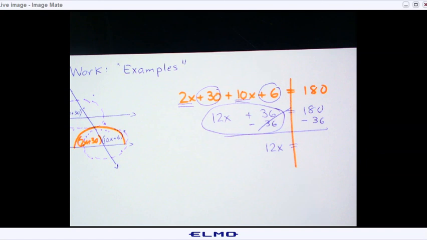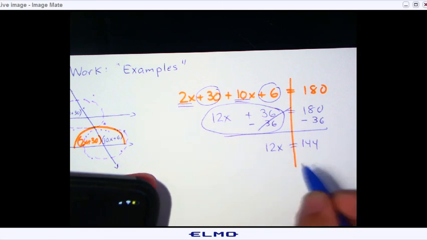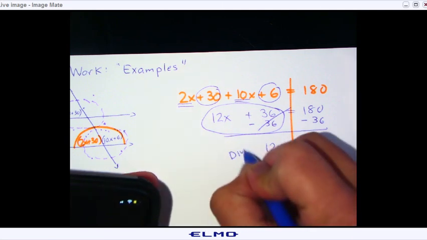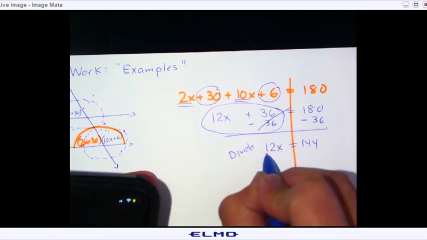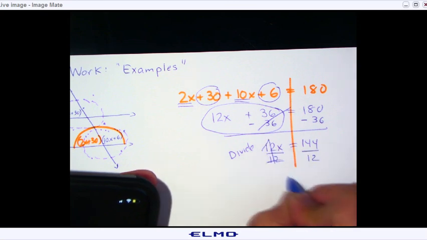180 minus 36 is 144. And now we can divide. Now you divide because they're together. You divide by 12, and x is equal to 12.